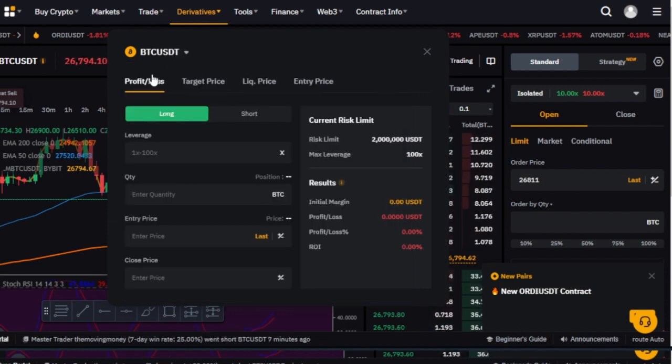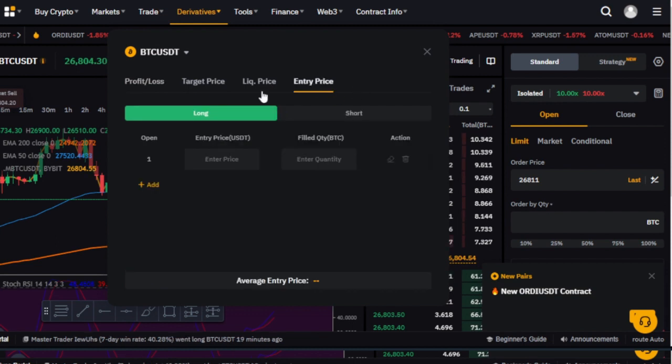Now, you have the option to calculate your profit and losses before you take the trade. You have the option to calculate the target price, where you will get liquidated, and the entering price. The entering price is the one you can use to add margin. Let's say you want to do dollar cost averaging, or the martingale style of trading. You can use the entering option to determine where your average price will be.